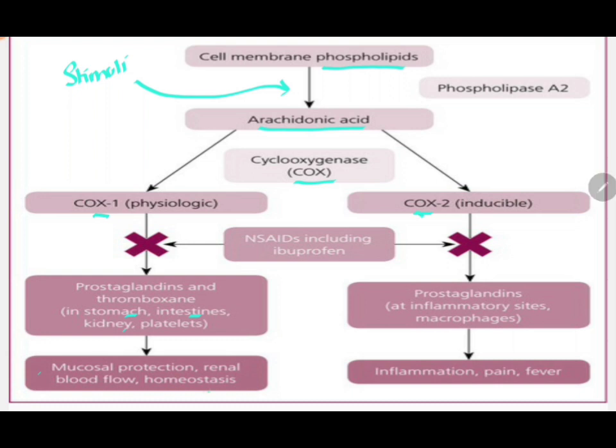The COX-2 is an inducible form of the COX, and it is induced in response to any toxic stimuli. This COX-2 produces the prostaglandins at the inflammatory sites, and it causes the inflammation, pain and fever in the body. What actually happens is that ibuprofen non-selectively inhibits both these enzymes.